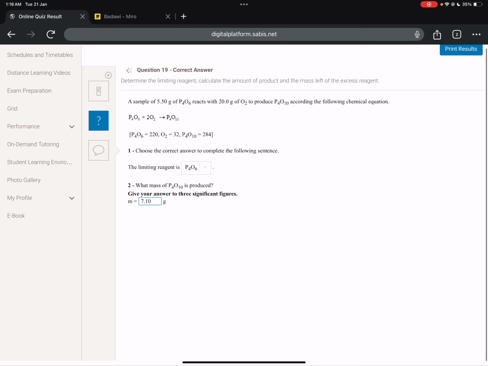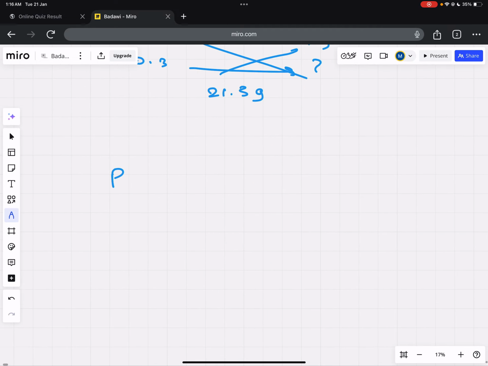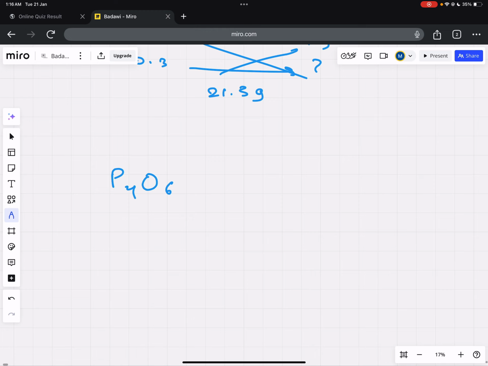Again, first thing I'm going to do, write the equation. All the questions are very repetitive and they're all the same concept, okay? So P4O6 plus 2O2 gives me P4O10. Is it balanced? First thing I check, I figure out it is balanced, so I can move on.